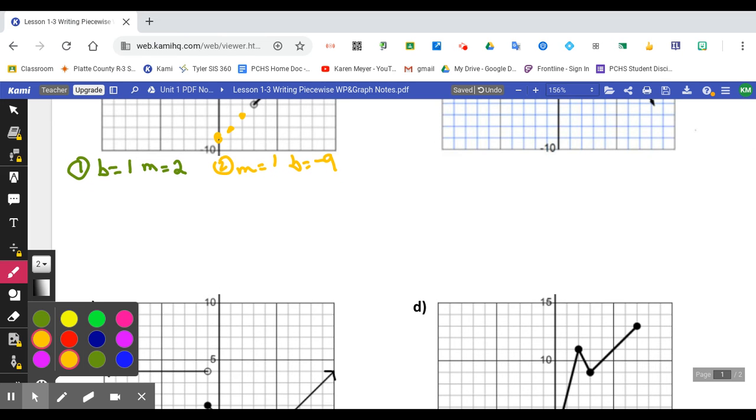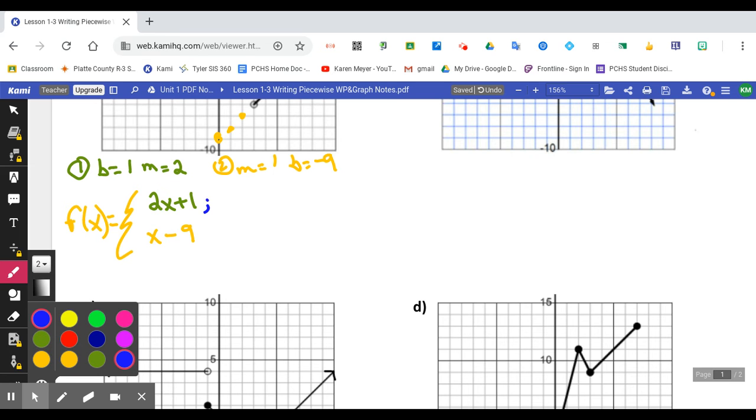So to write my function, I've got f of, I'm going to use the variable x. My first piece, the slope was 2, so that's 2x plus the y-intercept, which is 1. My second piece, the slope was 1, which is x, and then the y-intercept is -9.